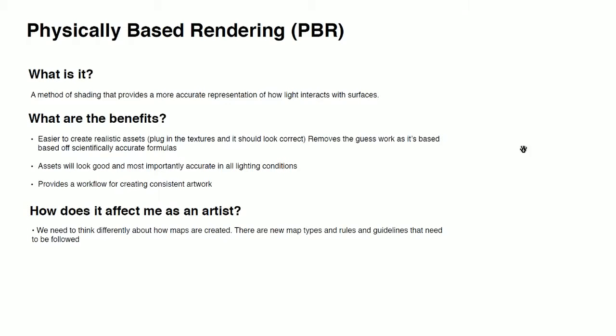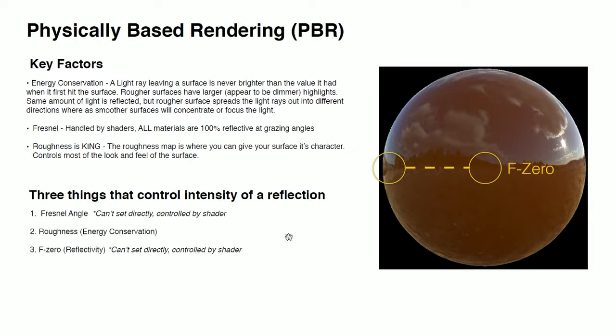All right, with this said, let's dive a little deeper into some key factors about what PBR is. The first thing I want to mention is energy conservation. I have this note that says a light ray leaving a surface is never brighter than the value it had when it first hit the surface. Basically that means that rougher surfaces are going to appear to have dimmer highlights.